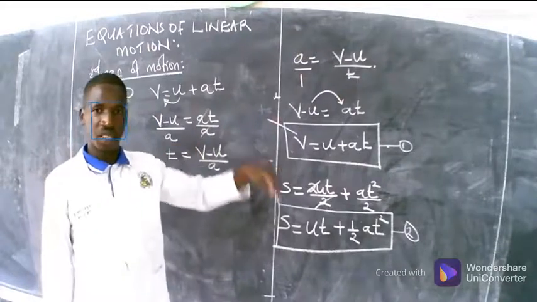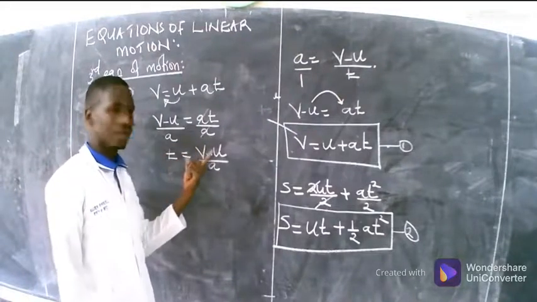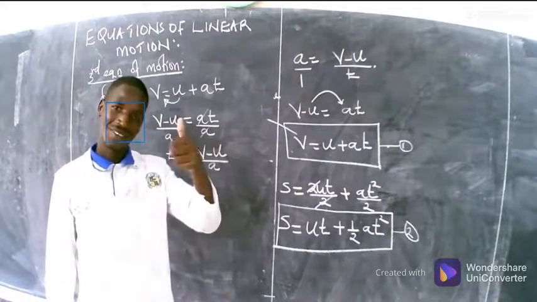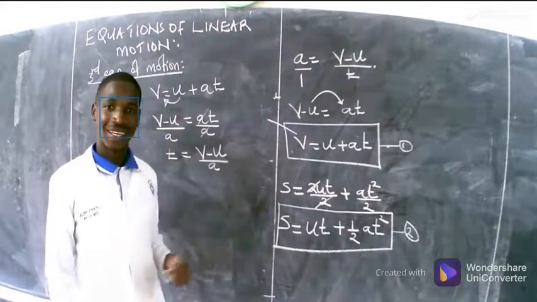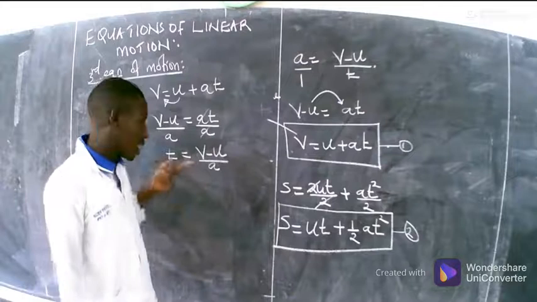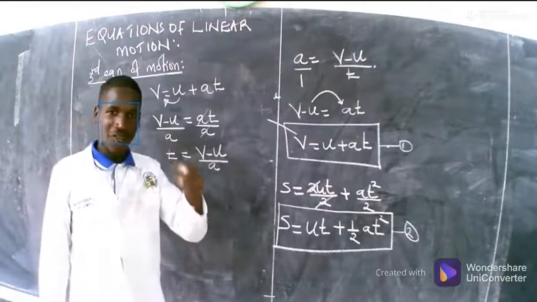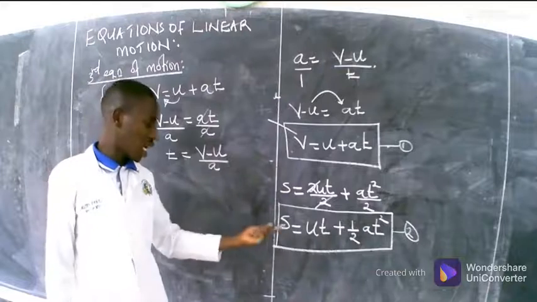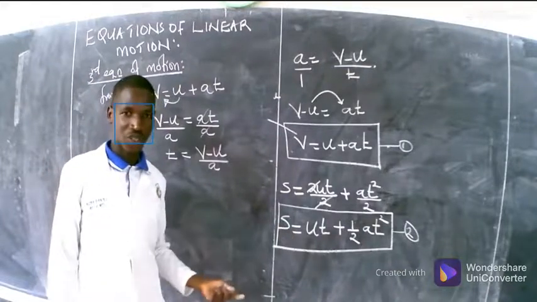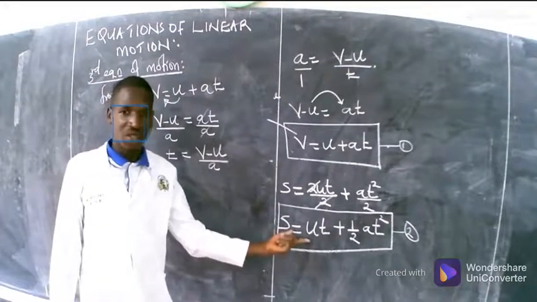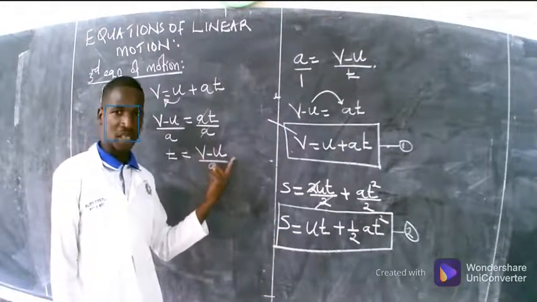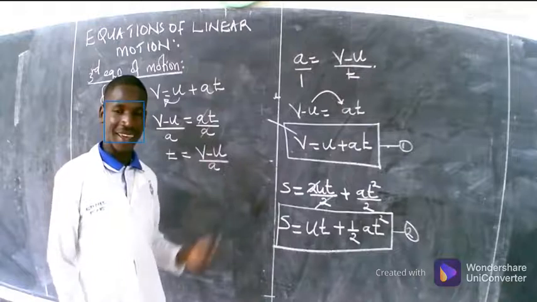Where there is T, you put V minus U over A. You get that? Oh, good. Let me hope you get it, right? So you make T the subject of the formula in the first equation, okay? Then you put it in the second equation. So where there's T in the second equation, we shall not write T, but rather we shall write V minus U over A. Is that okay?